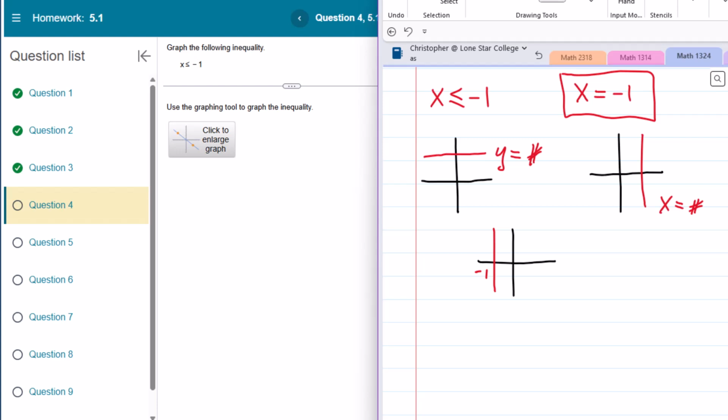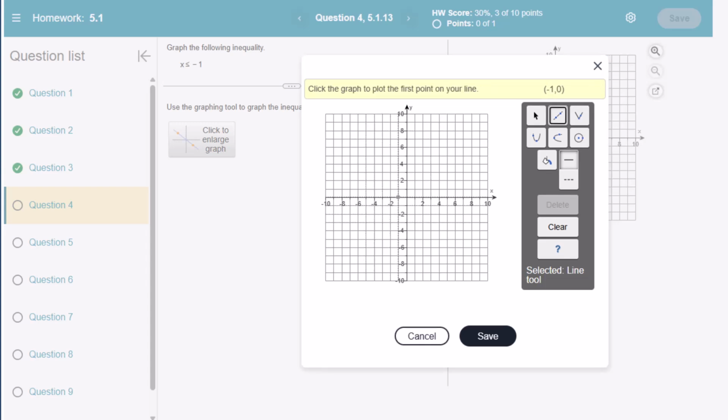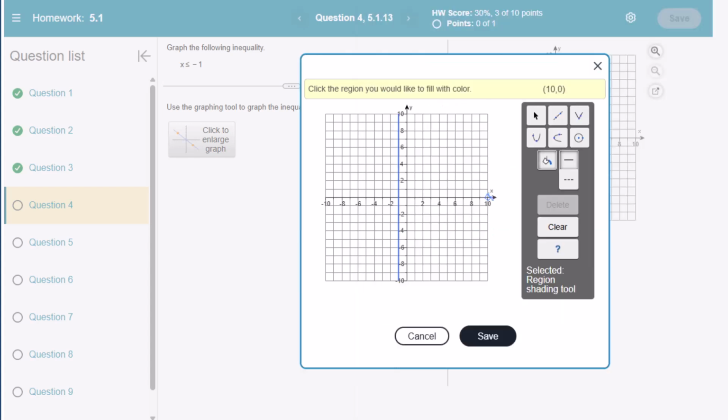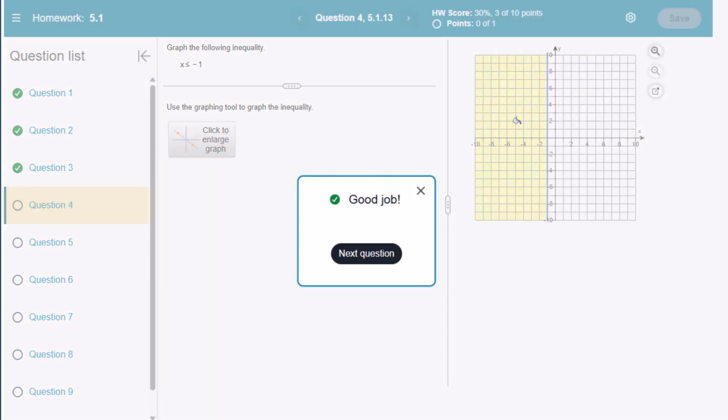All right, so let's see if we can graph that. Come back over here, get my graph. Line tool, minus 1, minus 1. There it is. And so now I just need to pick a point and see which side I would shade, the right or the left? Well, let me pick my 0, 0 point. Is it true 0 is less than or equal to minus 1? That's a no. So that means everything on this side fails, and I'm going to shade everything on the left. And let's see if it's happy, and it is.